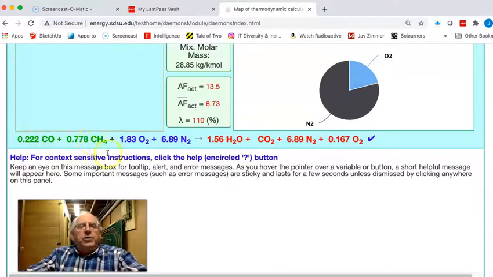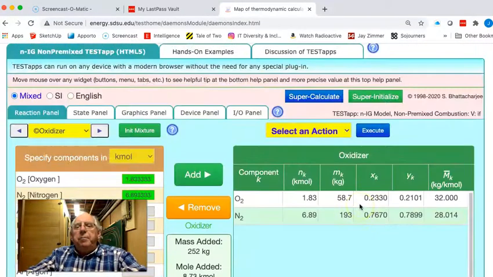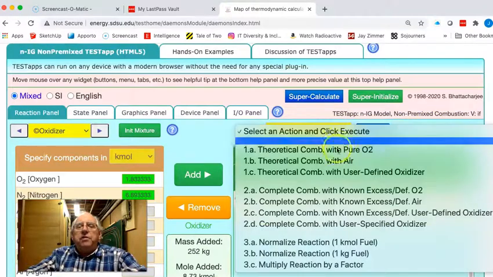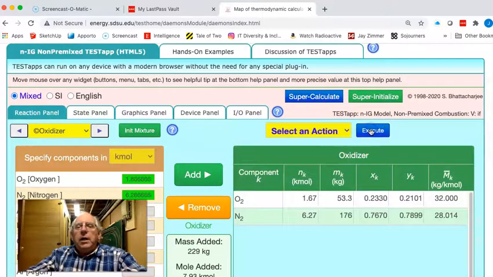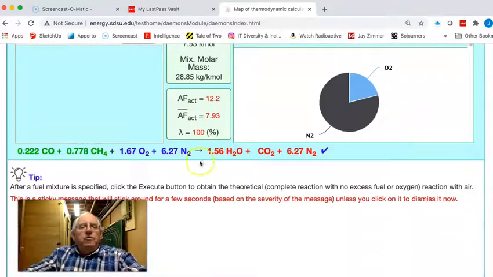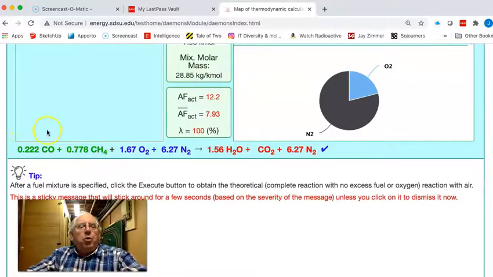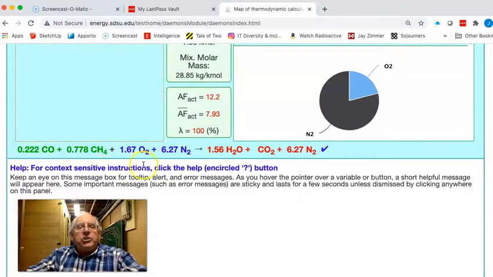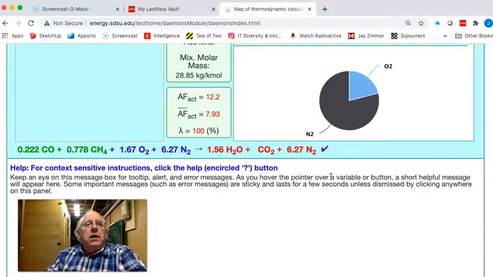And so upon doing that, it looked and saw, okay, if I had gone back and executed a theoretical combustion with that, what it would have come back with is the same proportion. And now this is the oxygen and the nitrogen that was just enough to cause all the carbon to turn into CO2 and all the hydrogen to turn into water and the nitrogen to pass through. And so that would be the 100% condition.